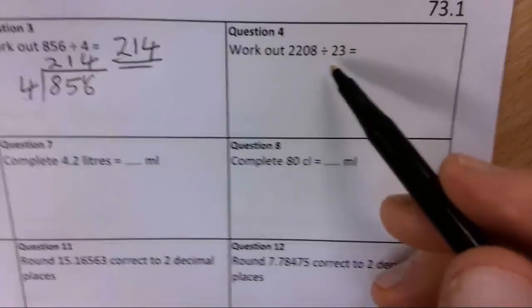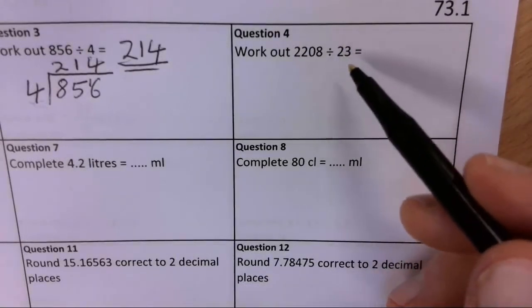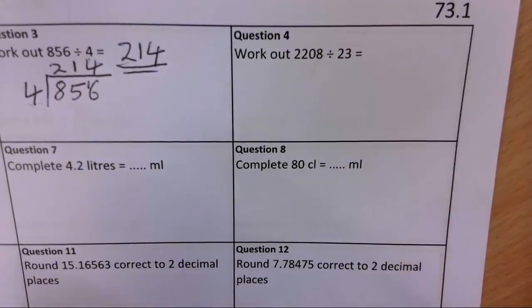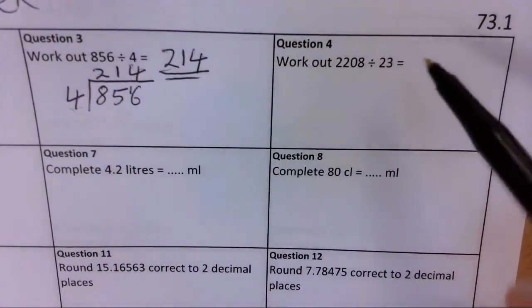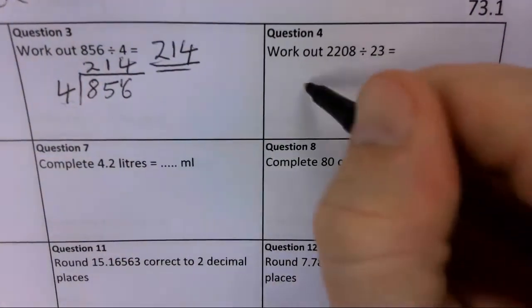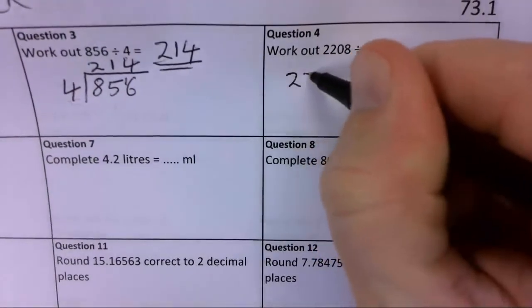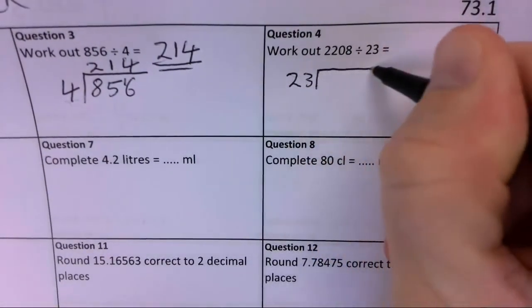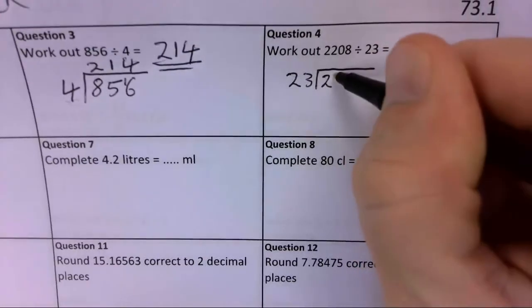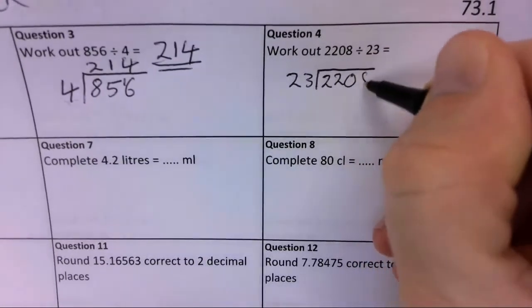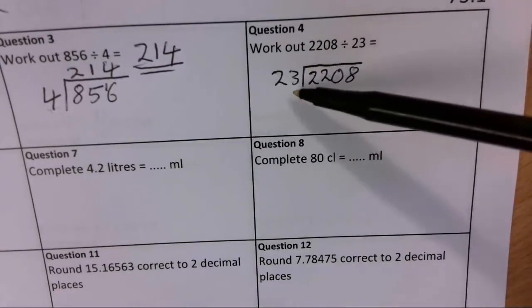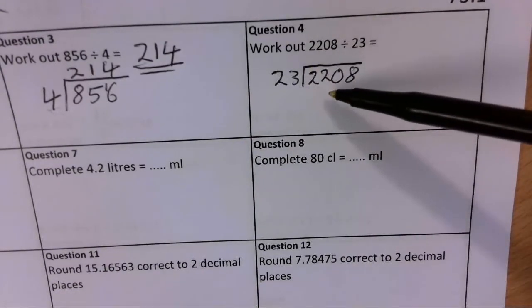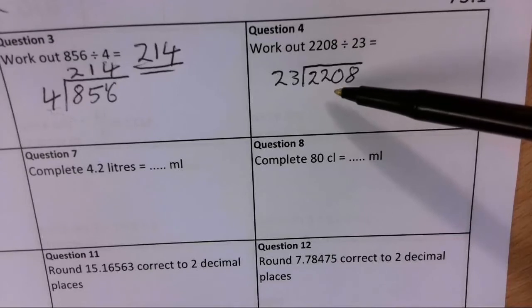These ones, where you've got a 2-digit number here, tend to be where people, even if they're confident with normal bus stop, find some difficulty. So we've got 23 on the outside, and on the inside of the bus stop, 2,208. Now we're going to need to do some working out here. It's not easy to see how many 23s go into 220. This is the way I would do it.